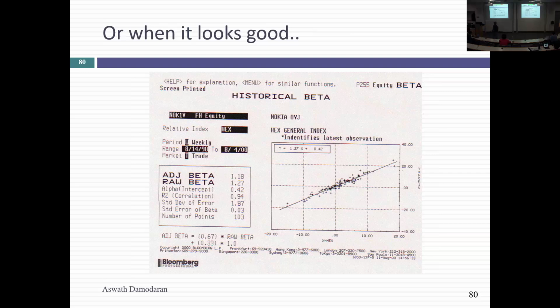This is actually a beta page I've saved for about 20 plus years. A beta page I printed off on Nokia in the early part of this century. So I went to Bloomberg, which had just come in new, banking new Bloomberg, first time around. Nokia, get the best looking beta page I've ever had. Every point is on the line. The standard error is close to 0. If this were a statistics class, I'd get a gold medal, right?